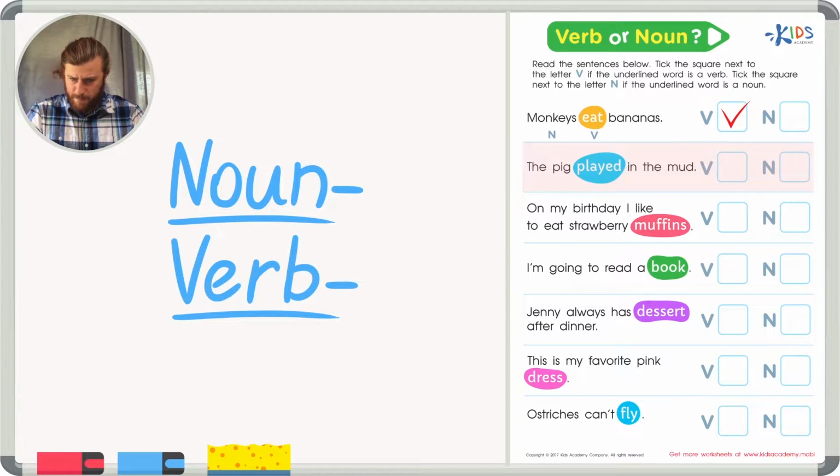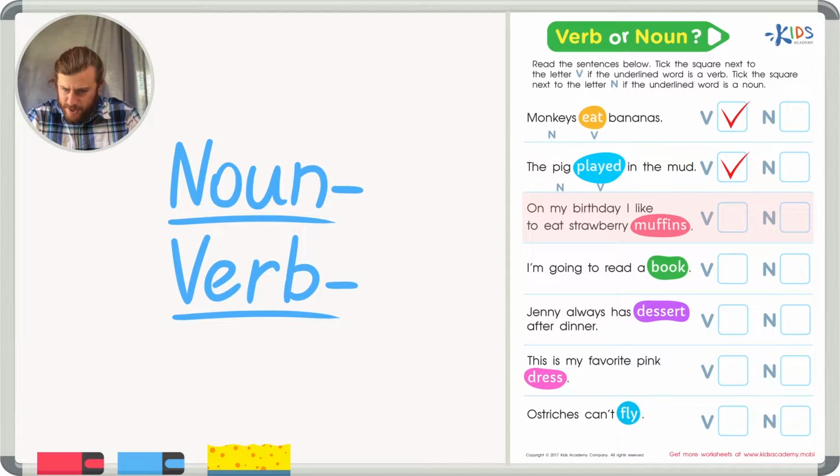The second question. The pig played in the mud. The underlined word is played. Is played a noun, a person, place, or thing, or a verb, something somebody does? Well, played is a verb. It's something somebody does. Now, who played in this sentence? Who is the noun? In this sentence, the noun is the pig. The pig played. Played shows what the pig did. So the word played is a verb. Let's check next to the letter V.